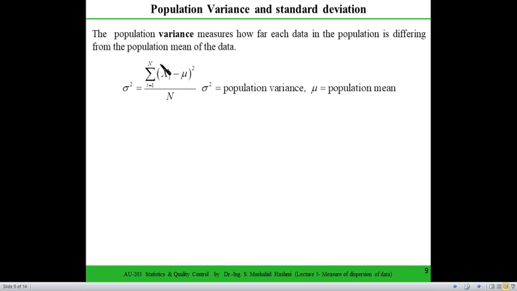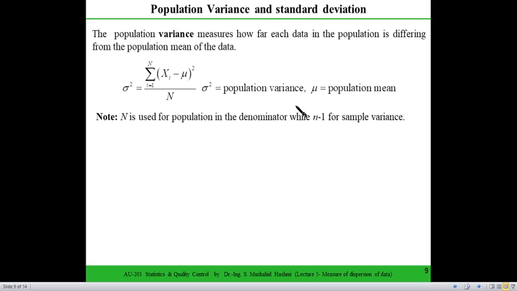We have already seen that Greek letters are used to represent the quantities involved in the population, for example mean and variance. Sigma is the letter used for the standard deviation of the population, and sigma squared would be the population variance. If you take the square root, it is called the standard deviation of the population.